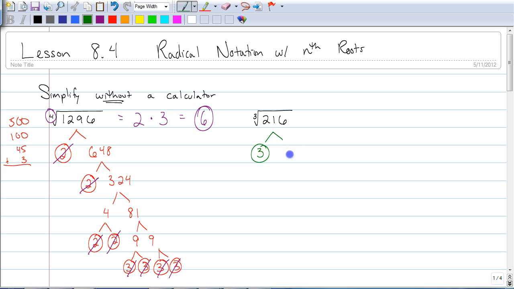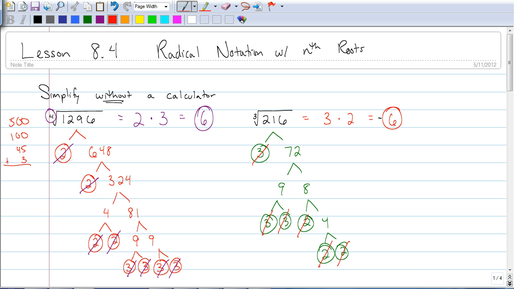3 goes into 216, well, 3 goes into 21 7 times, 3 goes into 6 2 times. So 72. 72 is not prime, because 72 breaks down to be 9 times 8. 9 breaks down to be 3 times 3. Nice thing about circling numbers is I can see that I have not finished with this 8 yet, so I need to go back up to that one. 8 breaks down to be 2 times 4, and 2 is prime. 4 breaks down to be 2 times 2, and those are both prime. So again, it's a cube root, so for every 3 of the same number, I get to take one out. So I have 1, 2, 3 3s, so I get to take out a 3. I have 1, 2, 3 2s, so I get to take out a 2. And this answer is also going to be 6.